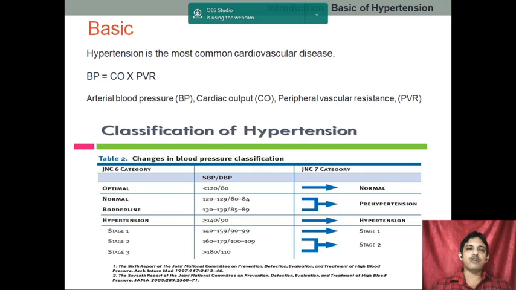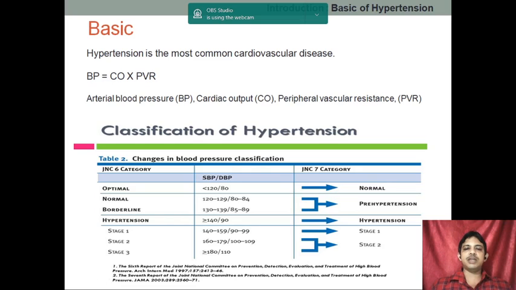Now, whenever we are talking about blood pressure, how do we calculate blood pressure? Blood pressure is calculated as CO, that is cardiac output, times the peripheral vascular resistance. That means if the cardiac output is decreasing, blood pressure will decrease. If the cardiac output is increasing, blood pressure will increase. Similarly, for peripheral vascular resistance.